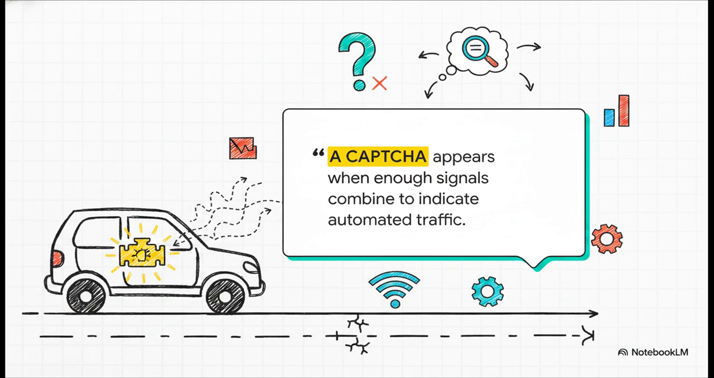I want you to start thinking of your automated workflow as a car. And that CAPTCHA? That's your diagnostic check engine light flashing. It is telling you something critical about your underlying systems.